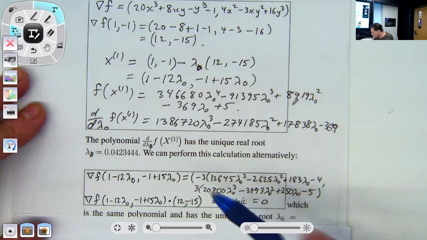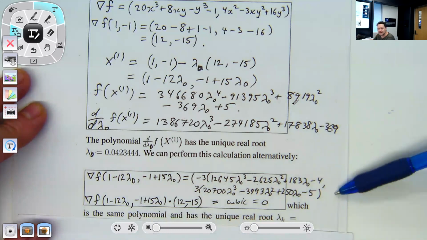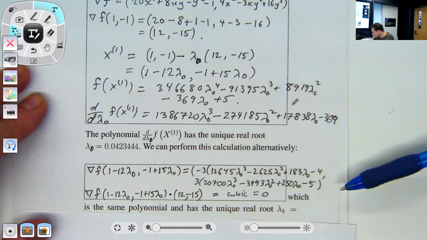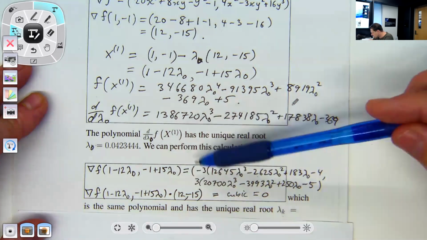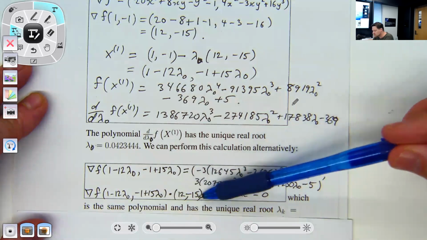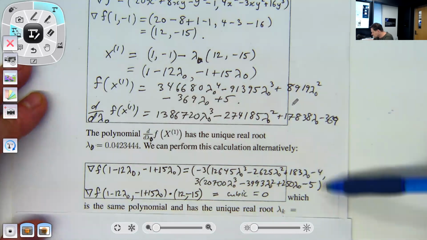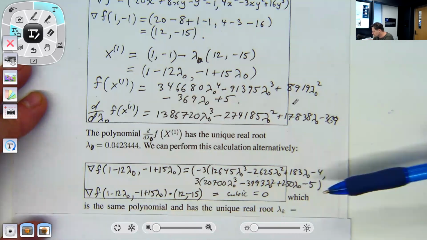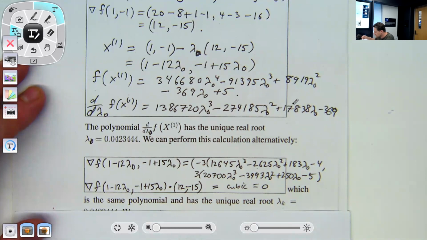Okay, so what did we have? This is our x1 inside the bracket. So grad f of x1 is this. It's still a little bit lengthy. And then we just seek lambda 0 such that it's perpendicular to 12 minus 15. Okay, so I mean, that gives us another way to do this, because we have this here and then we take a dot product. We wish this to be perpendicular to 12 minus 15. All right, so you can kind of do some of that in your head.